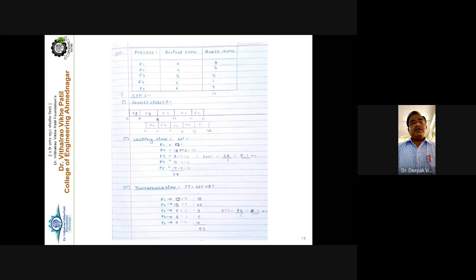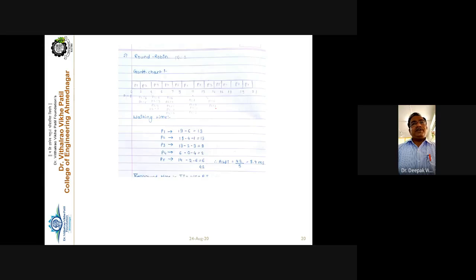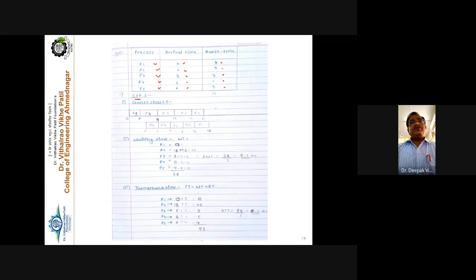Okay, so see the next example. In this example, P1, P2, P3, P4, P5 are given, and arrival times are different here: 0, 1, 3, 4, 6, and the execution times are 8, 5, 3, 1, 4. SJF is given. We have to find out with SJF, and the next one, round robin with TQ equal to 2. So we'll see with SJF. I'll draw the Gantt chart here.